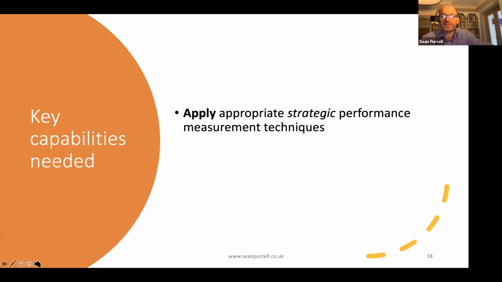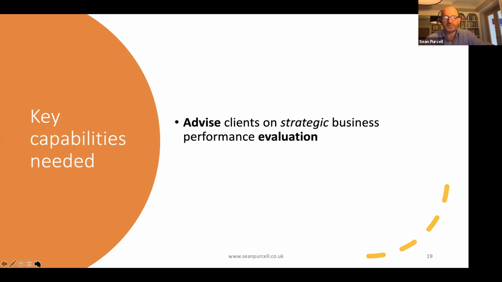Which performance measures do we use? Well, really, it's something you probably have to learn on that one. So make sure you understand key strategic performance measurement techniques. You've just got to appreciate that. Then you're going to have to adopt an advisory role. So you need to turn your technical knowledge into commercially viable advice to help make strategic decisions that will help the business.